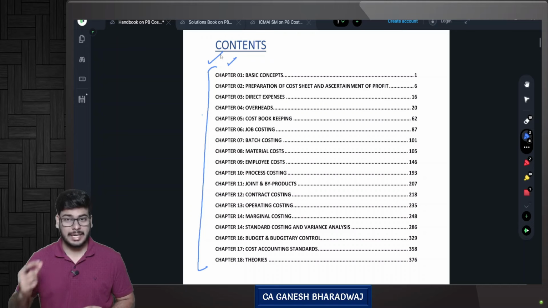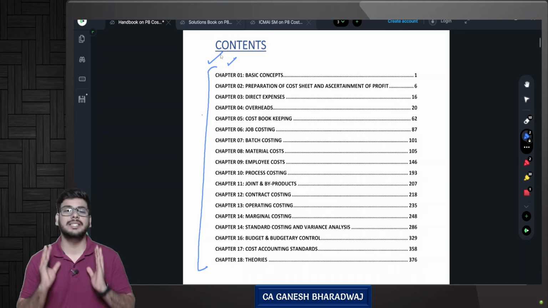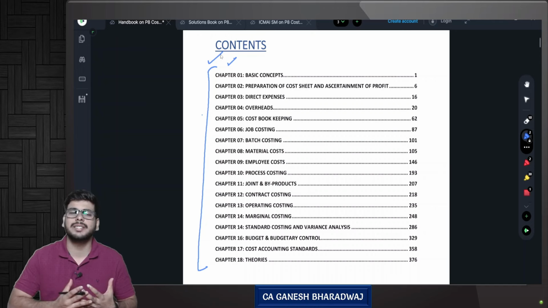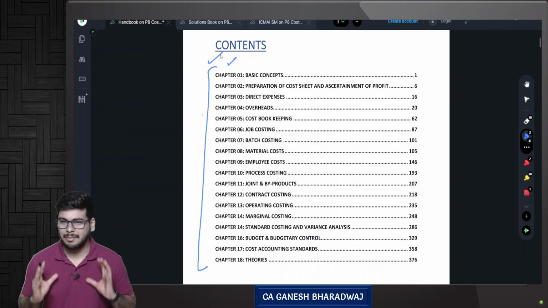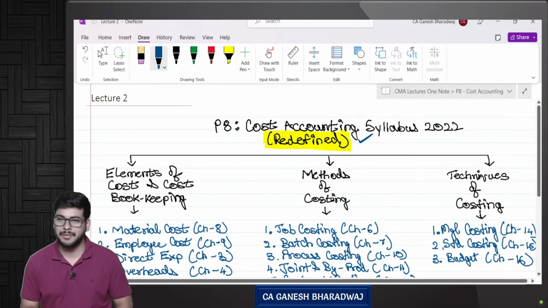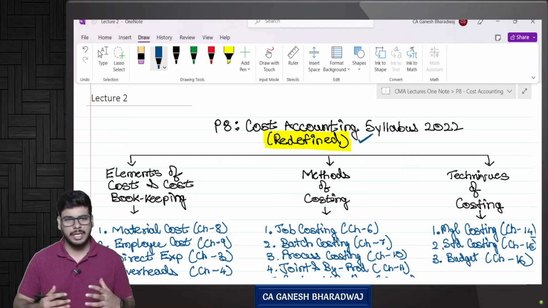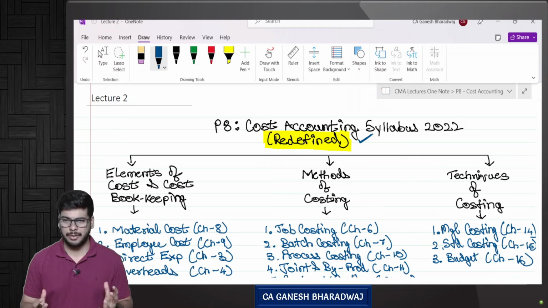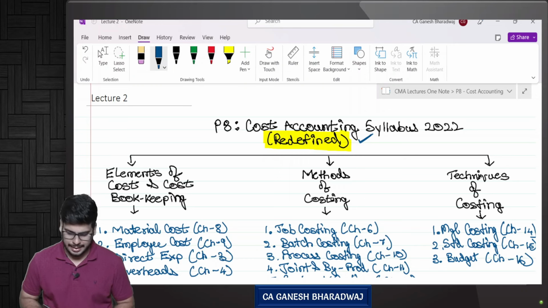But before we get into the first chapter, I wanted to give you more insight on these 18 chapters, how they should look. Basically, I wanted to give you a different perspective on these same 18 chapters. I call this syllabus redefined. Why are we doing this? For a simple reason: it will enhance your understanding of the subject. So now let's get started.